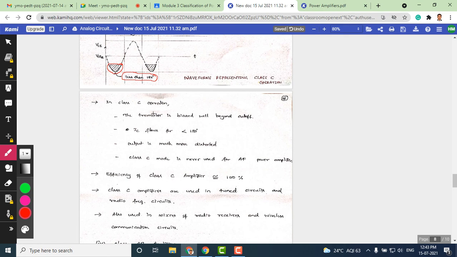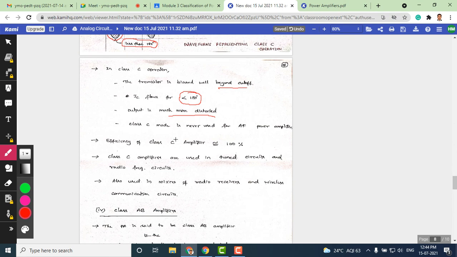In class C operation, the transistor is biased beyond the cutoff region. That is what we have seen. Below the x-axis, the operating point is located. IC flows for less than 180 degrees. Output is much more distorted than in the class B amplifier. Class B distortion was less, but here you see more distortion in the output because the entire cycle at the output is suppressed. Only for less than 180 degrees do the current and voltage waveforms exist. So a class C power amplifier is never used as an audio frequency power amplifier.